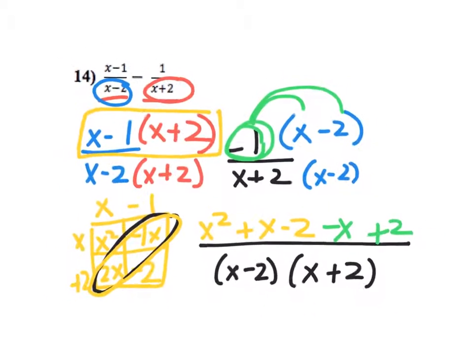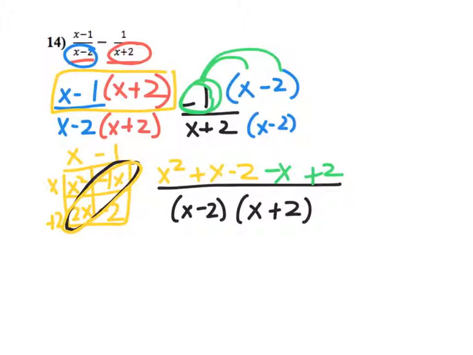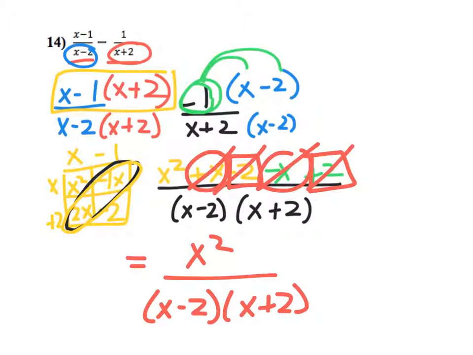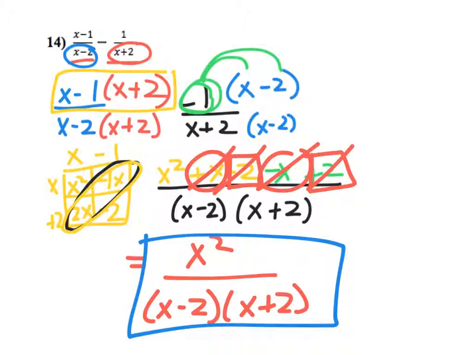I'm going to zoom out so I have a little more space. We're going to simplify the top and the bottom. Notice that on the top we have an x and a negative x, so those two cancel out. We also have a negative 2 and a positive 2, so those two are going to cancel out. So we're really left with x squared over x minus 2 times x plus 2. I can't simplify anything else, so that would be my final answer: x squared divided by x minus 2 times x plus 2.